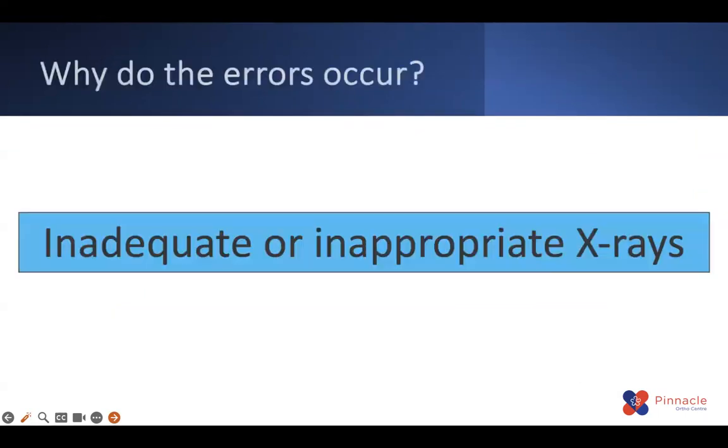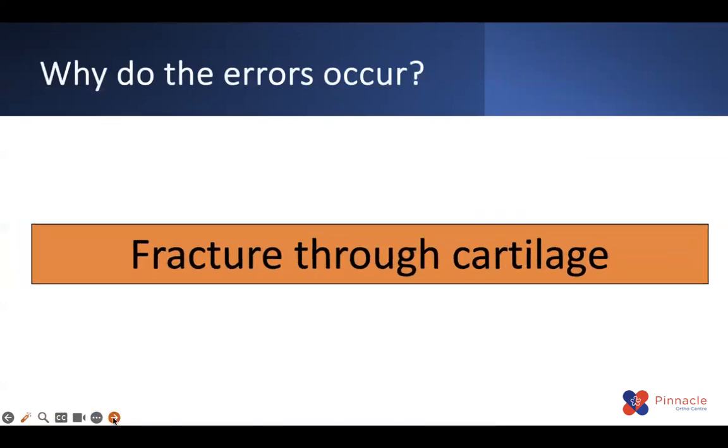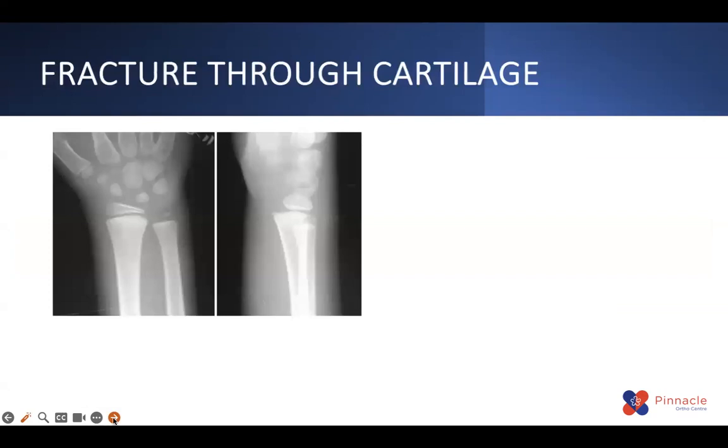So with this, we move to the second category of errors, and that is fracture through radiolucent cartilage. We know that a large proportion of the pediatric skeleton is radiolucent cartilage, and if your fracture passes through this cartilage, it won't be visible on the X-ray.